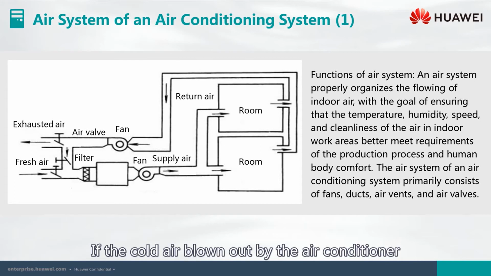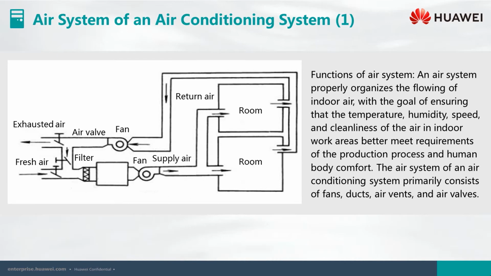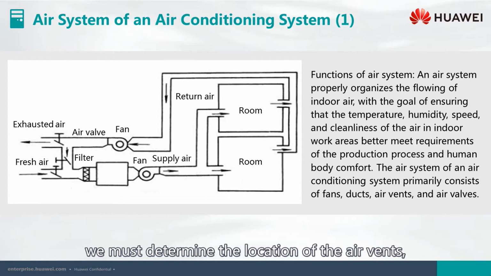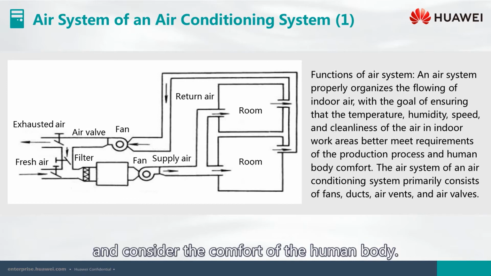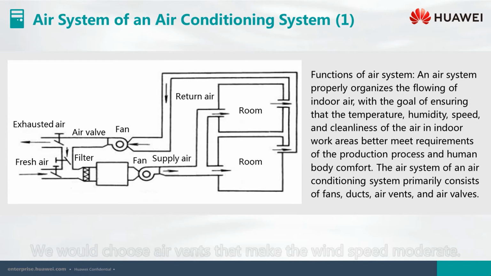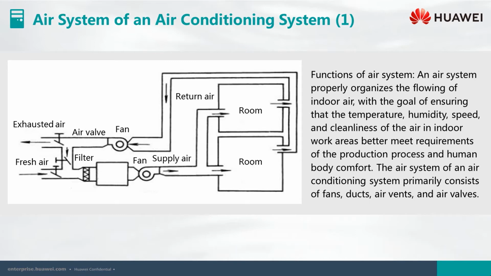If the cold air blown out by the air conditioner cannot be delivered evenly and effectively, cooling efficiency will be greatly reduced. For example, when decorating a home, if air conditioning is installed, we must determine the location of the air vents, the direction of the wind, and consider the comfort of the human body. We would choose air vents that make the wind speed moderate.